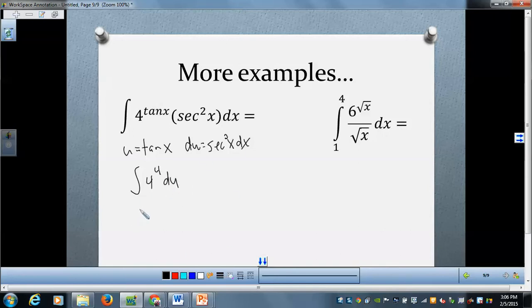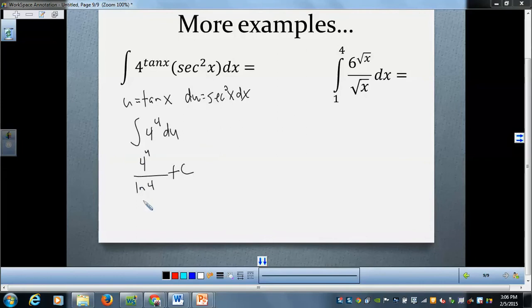So the integral of that's going to be 4 to the u over the natural log of 4 plus c. And then once again, if we go back to terms of x, so 4 to the tangent x over the natural log of 4 and then plus c.